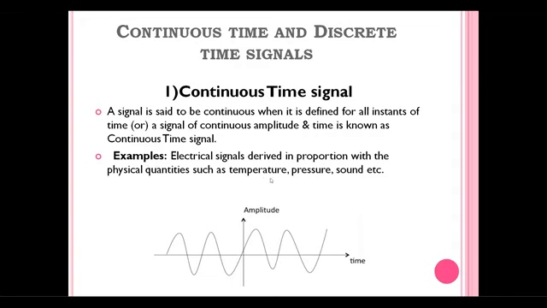If we use some transducer in order to measure temperature, pressure, sound, etc., the electrical signal derived from the transducer is a very good example of a continuous time signal, since the transducer produces output in a continuous manner. And this sine waveform is also an example of a continuous time signal. So it's one type of signal.